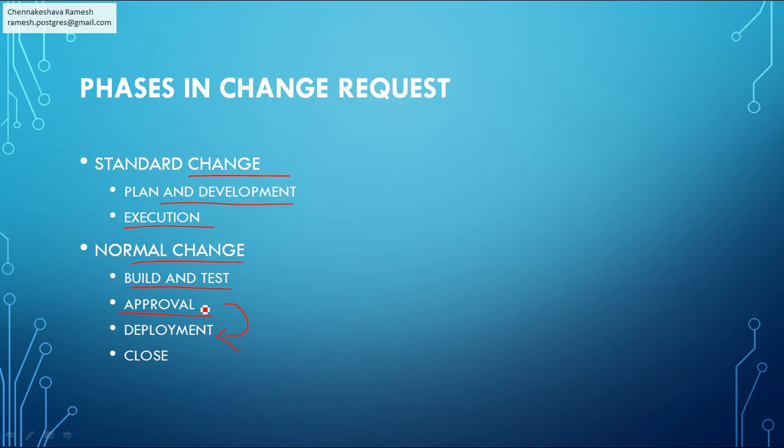Now, if anybody in the approval phase rejects the change, then it comes back to your build and test. That is, the requester who has raised the change has to correct whatever the reason the change has been denied, and then resubmit for approval again. So once it is in deployment and is implemented, it goes to the close phase, either successful or on a failure. If it is a failure, you will do a rollback and then close the normal change.